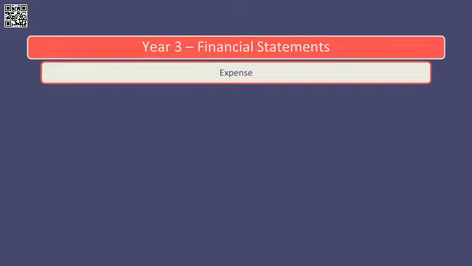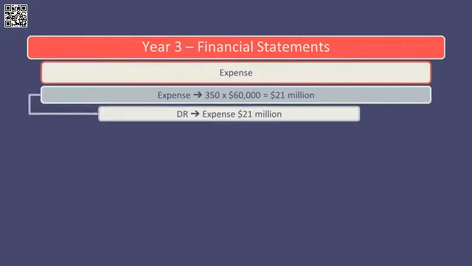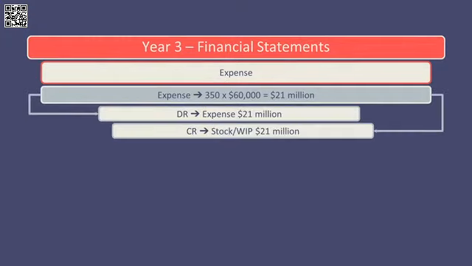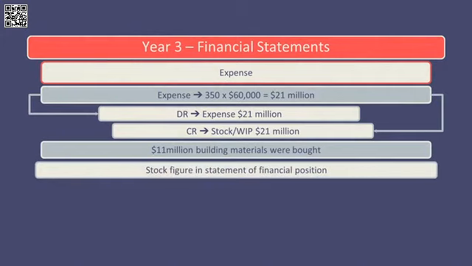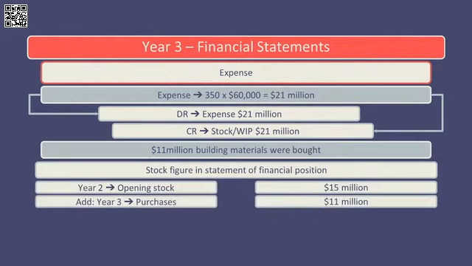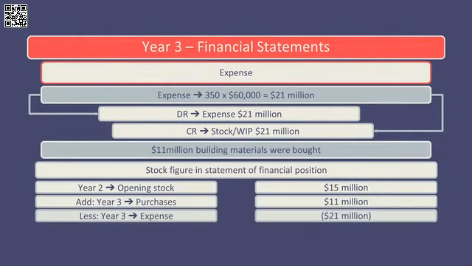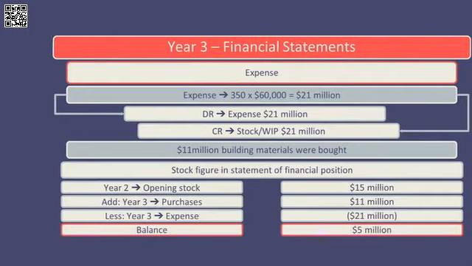And as for the expenses, it's $60,000 multiplied by 350, which is $21 million of expenses. That means we debit expenses of $21 million and credit stocks or work in progress by $21 million. $11 million worth of building materials was bought, so the stock in the statement of financial position is the year two stock figure of $15 million, plus year three purchases of $11 million. That gives you a total of $26 million, less the year three expense of $21 million. Then stocks of $5 million should now be included in the statement of financial position.